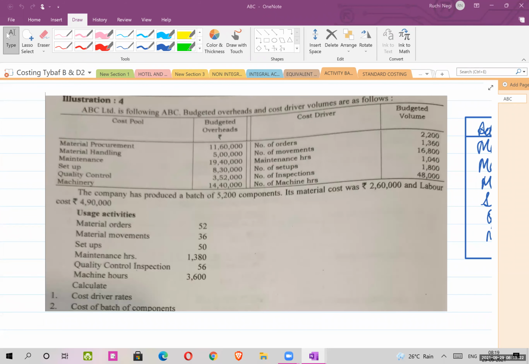Okay, so let's move to this question. Question number 4. ABC Limited is following ABC, that is activity based costing. Budgeted overheads and cost driver volumes are as follows. So they have given you this cost pool. Okay, so this is my cost pool, and this is the activity, cost activity, or you can call it as activity.